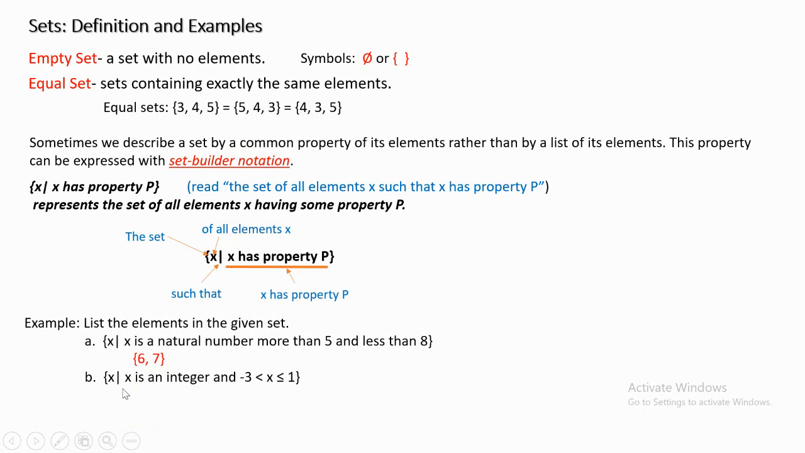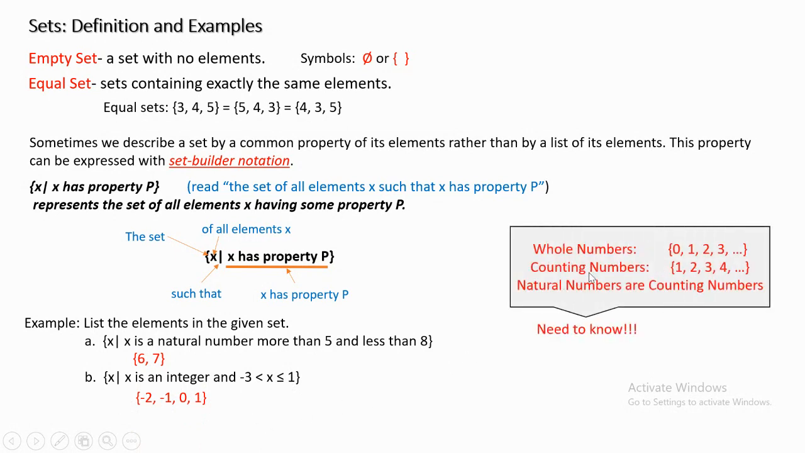The set of elements X such that X is an integer, and the integers are between -3 and 1, right? With the 3 not included because there's no bracket, I mean, no line on the bottom, and the 1 is included. So it's going to be -2, -1, 0, and 1. So this is the set that they're talking about, and this is a list of the elements. Okay, you need to know whole numbers start with 0 and go to infinity. Counted numbers, or natural numbers, start with 1 and go to infinity.